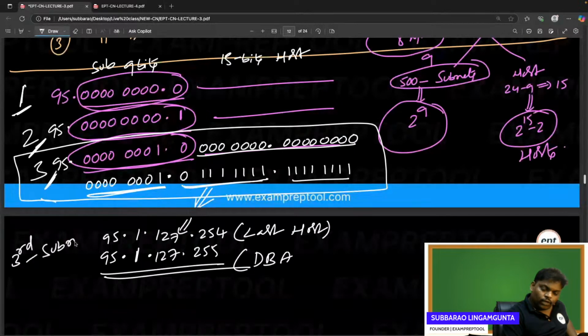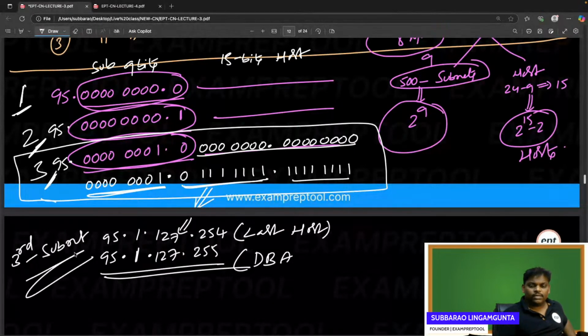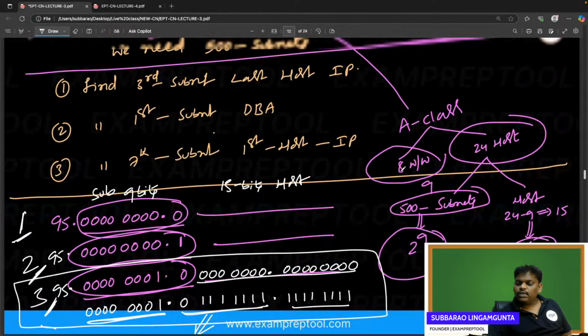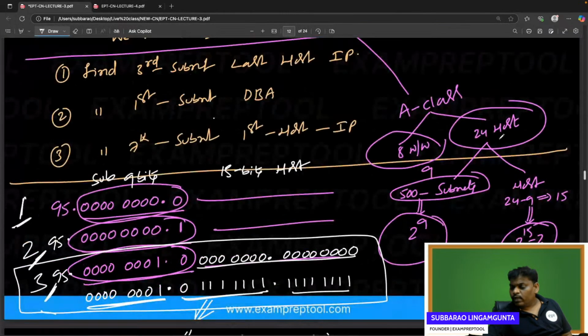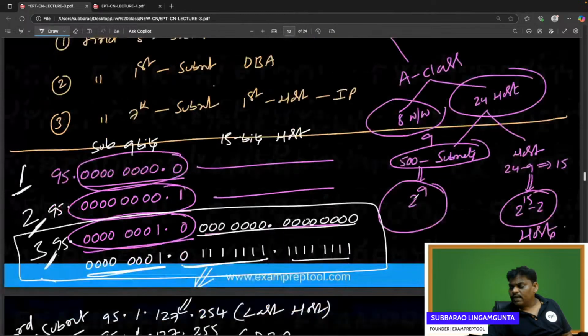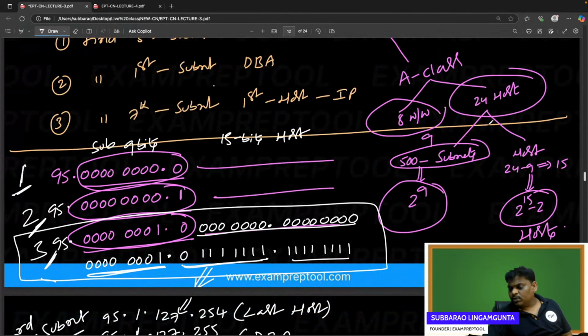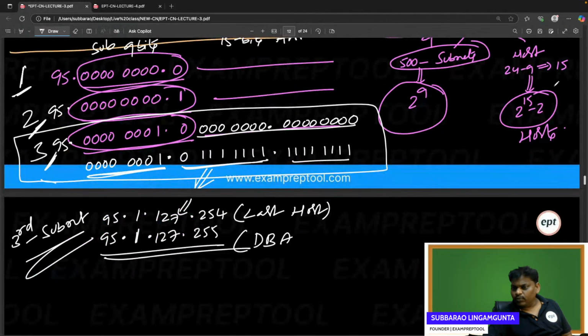Let me know if anyone has any objection. Sir, I have an objection. Please let me know. Careful, everyone. He is saying 500 subnets, 24 host bits. 500 subnets means 9 bits for the subnets. From the 24, remove 9, that is 15 bits per host.